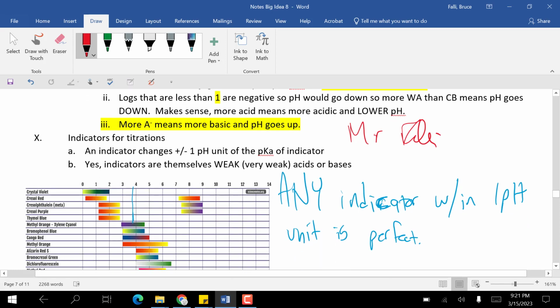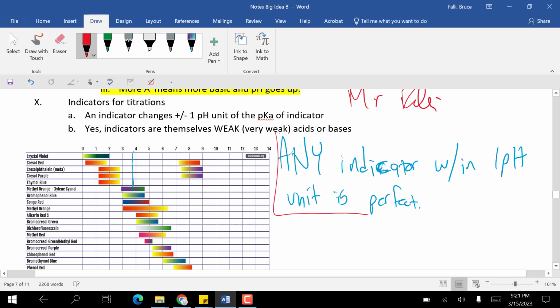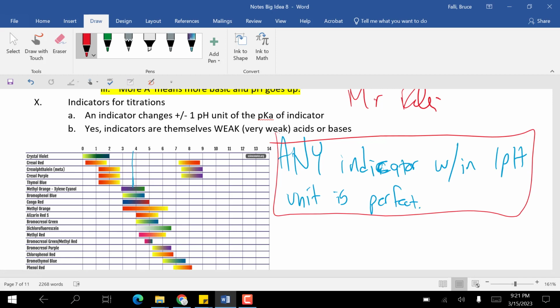An indicator changes at plus or minus 1 pH unit of the pKa of the indicator. Indicators themselves are weak, very weak, acids or bases. So this is key: any indicator within 1 pH unit is perfect. One is not better than the other. They are perfect. The indicators change because, remember, one drop, if I graphed it, is like 6, 8, 10, 11, 12 pH units. So any of them would be fine.